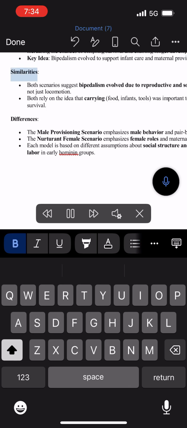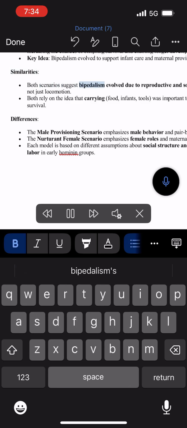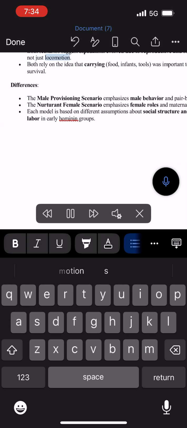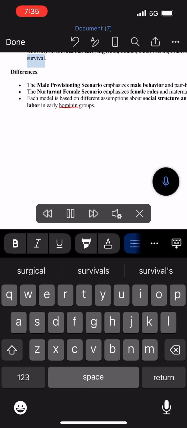Bipedalism evolved to support infant care and maternal provisioning. Similarities. Both scenarios suggest bipedalism evolved due to reproductive and social advantages, not just locomotion. Both rely on the idea that carrying food, infants, and tools was important to early hominin survival.